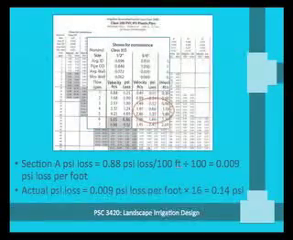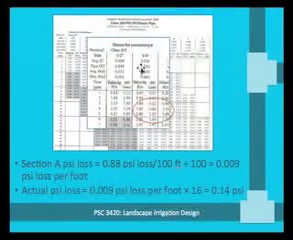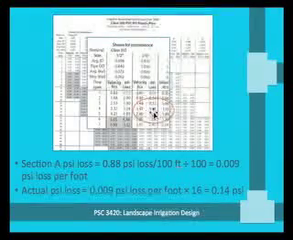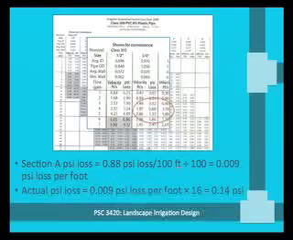Again, going through the use of the chart, if we're considering just section A, the nominal pipe size was 3/4 inch. If you recall, the flow was 4 GPM, so that means the PSI loss per 100 feet is 0.88. But we didn't have 100 feet of pipe, did we? It was 16 in between each of the sprinklers.